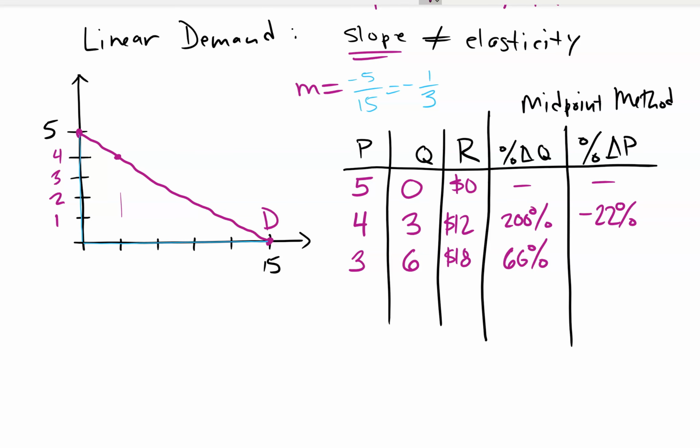And we divide that, so from 4 to 3, divided by the midpoint, which is 3.5. And so we get negative 29%. And we can see it's still elastic, right? It's still elastic. And then we keep going.